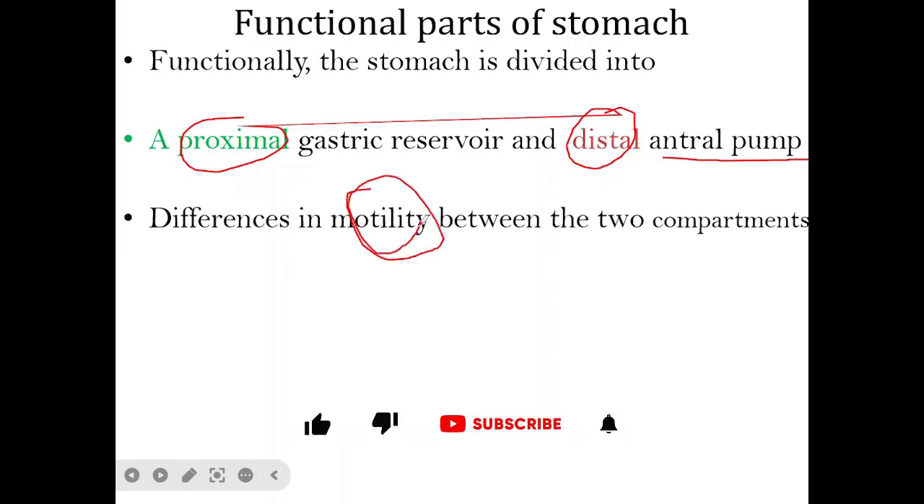So this is the proximal part of the stomach, mainly proximal, different in motility. You see, there are different types of motility in the proximal and distal part. At the proximal part of the stomach, the type of motility commonly, ምን አይነት motility ነው?